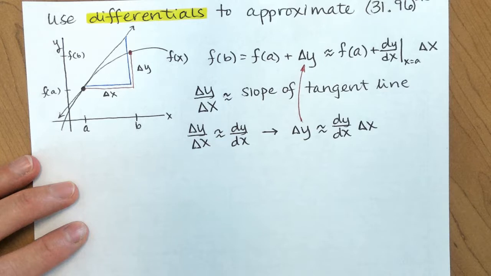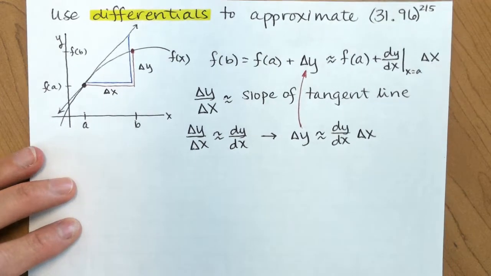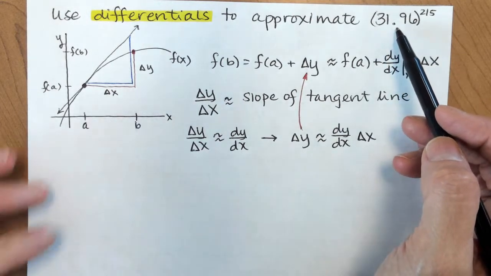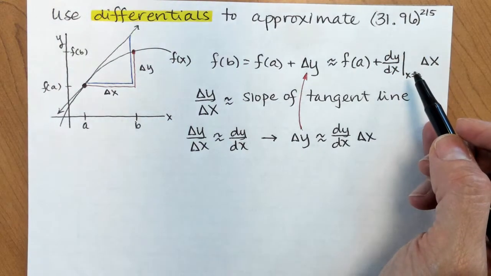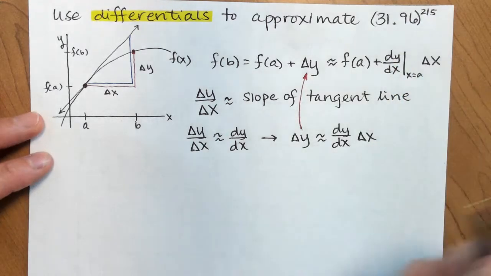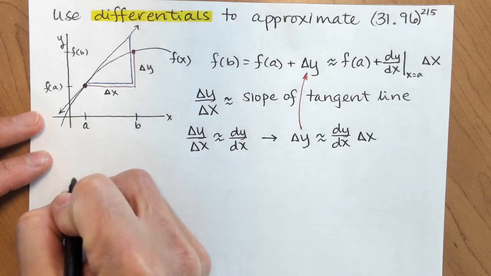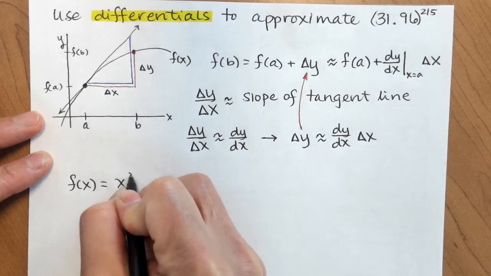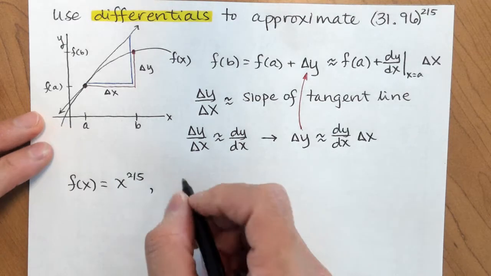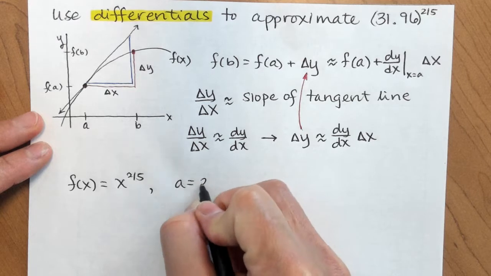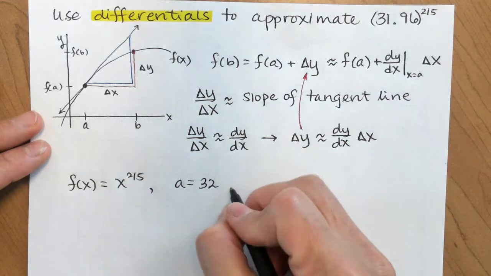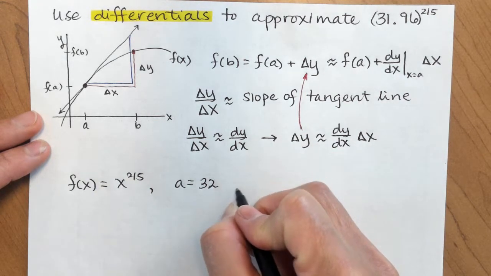31.96 to the 2/5. Okay, so I need a function. What function might I use to approximate 31.96 to the 2/5? Well, I know I can figure out what 32 to the 2/5 is, so I think I'm going to say let our function be x to the 2/5. And let's let our a value, or our starting value, be 32. And our b value, or the value that we're estimating, is 31.96.